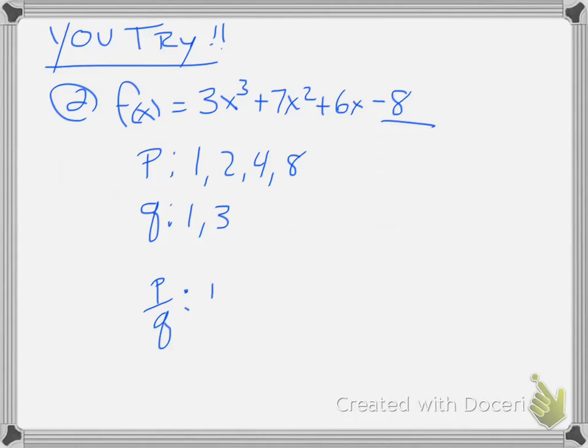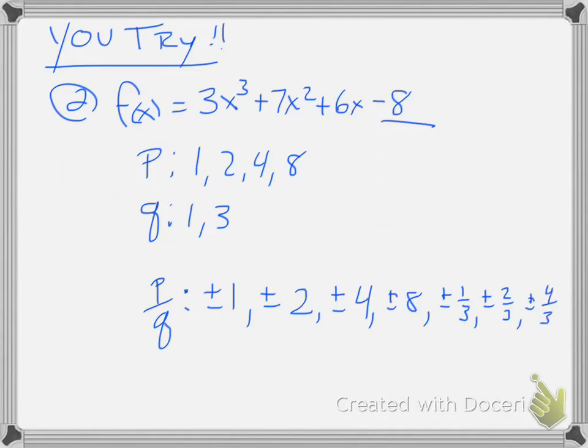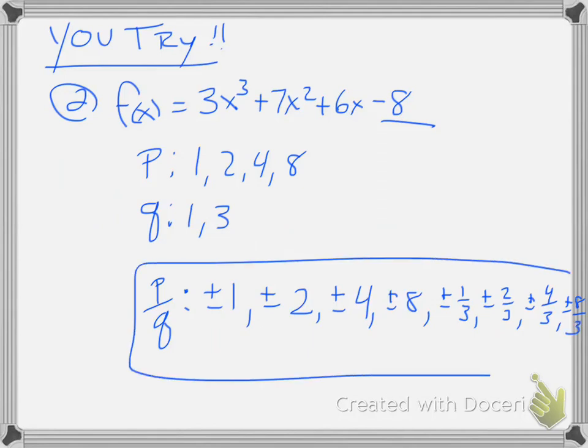So I have plus or minus 1 over 1, plus or minus 2 over 1, plus or minus 4 over 1, plus or minus 8 over 1. And then I have plus or minus 1 over 3, plus or minus 2 over 3, plus or minus 4 over 3, plus or minus 8 over 3. And that's my list of all the possible rational zeros. And there you go. That's it.